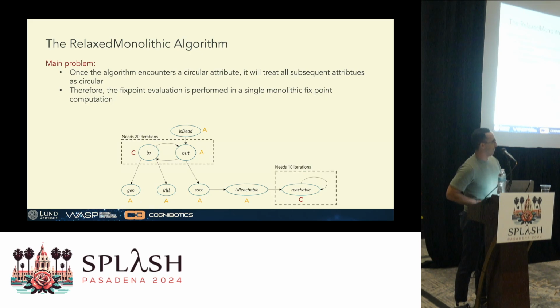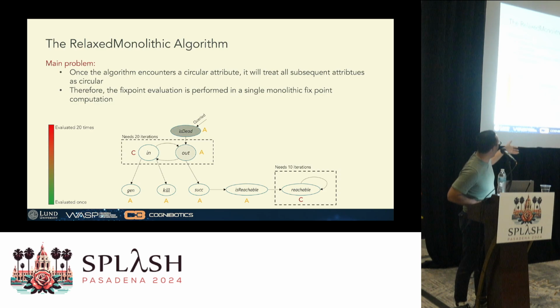So now let's suppose that the first component with two attributes will require 20 iterations to converge, whereas the second one will require only 10 iterations to converge. And let's suppose that we query isDead. So here in green, we have things that are evaluated once, and in red, we have things that are evaluated 20 times. We start with isDead.